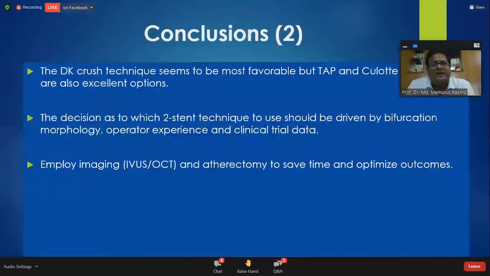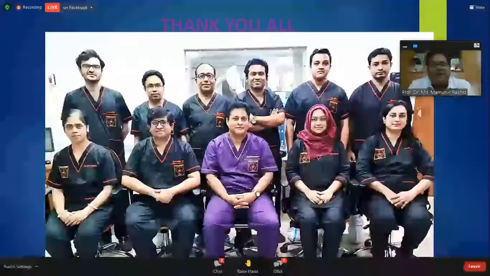The DK crush technique seems to be most favorable, but TAP and pull-out techniques are also excellent options. The decision as to which two-stent technique to use should be driven by bifurcation morphology, operator experience, and clinical trial data. Employ imaging and atherectomy to save time and for optimal outcomes. Thank you very much.